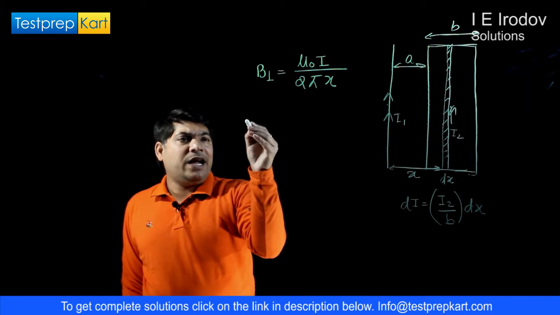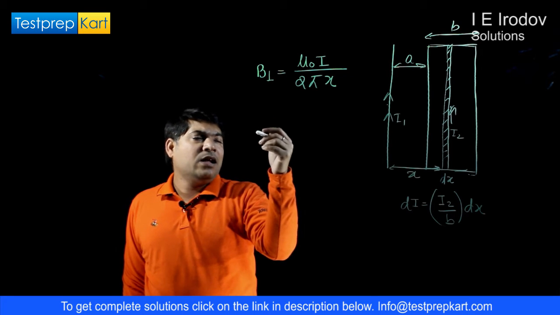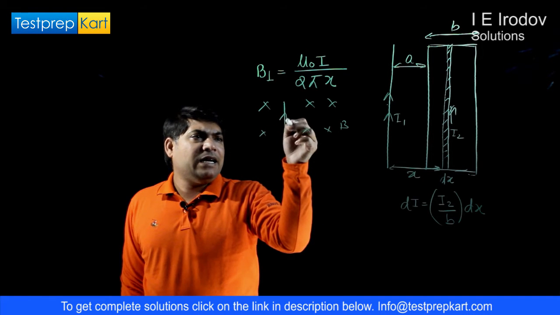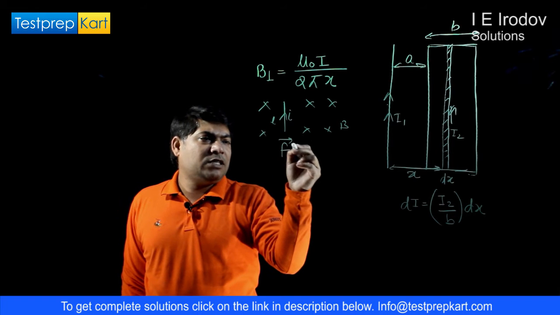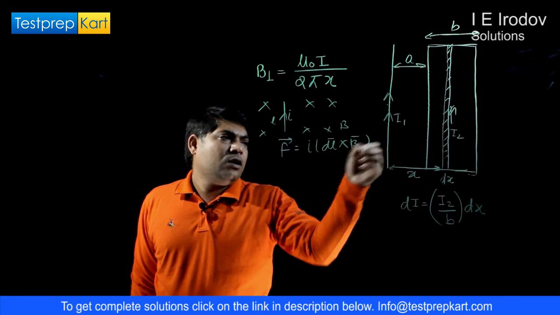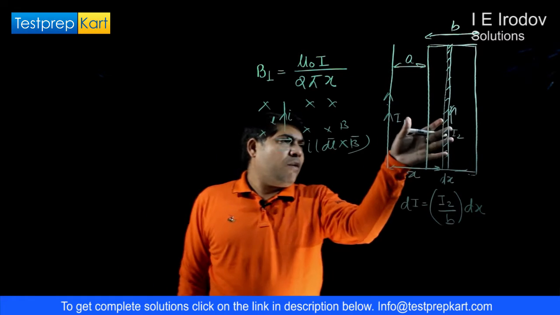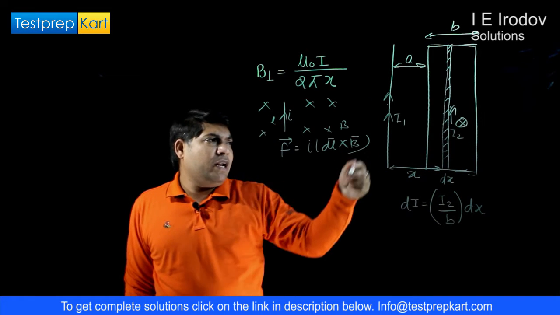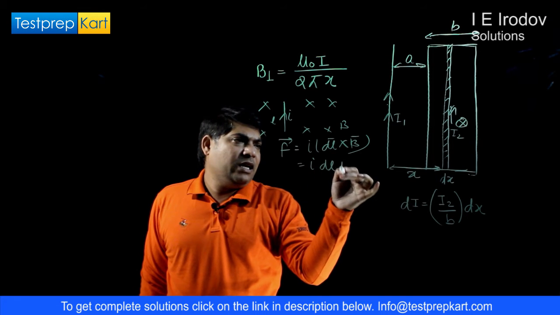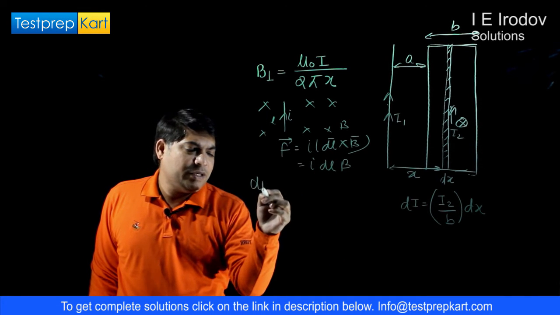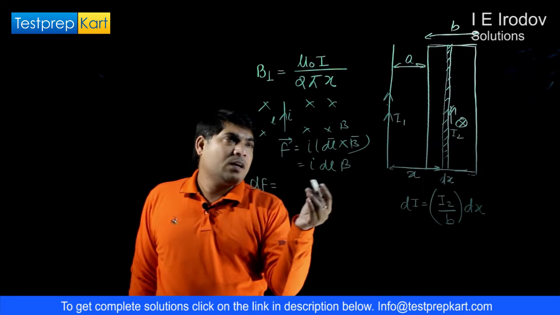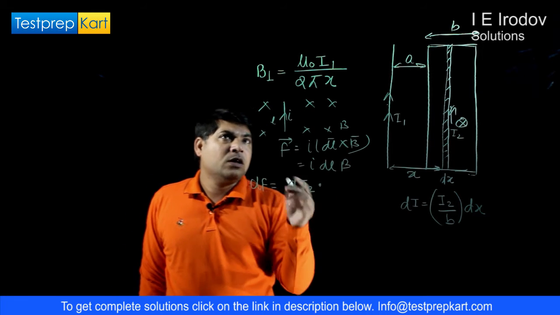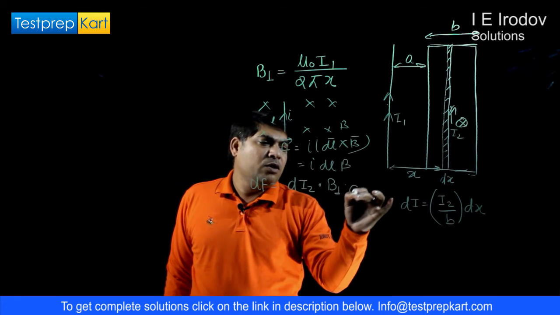We already know that if a current carrying conductor of length L is placed in a magnetic field B, then the force experienced by this conductor is I dl cross B. Here the direction of the magnetic field, by the right hand thumb rule, is downward and perpendicular to the length of the conductor, so we can write it as I dl into B. So the force experienced by the second conductor is the current dI2 into the magnetic field due to the first conductor B1 into the length of the conductor dl.